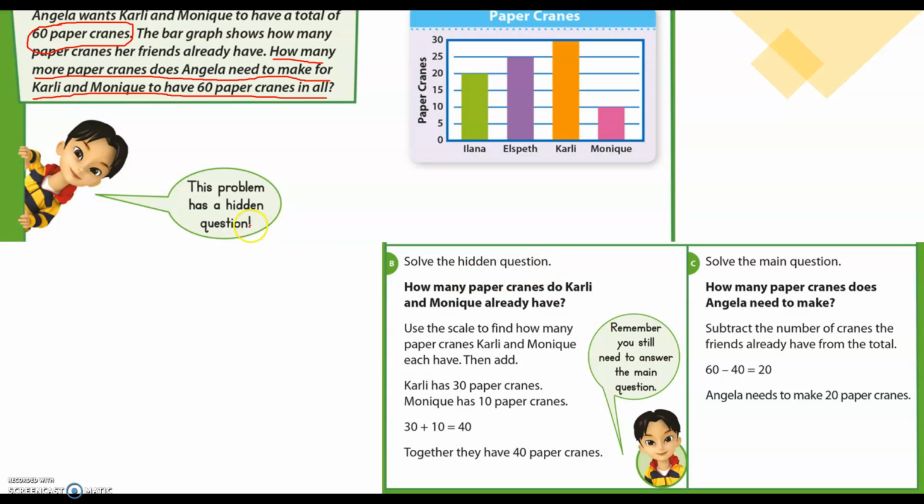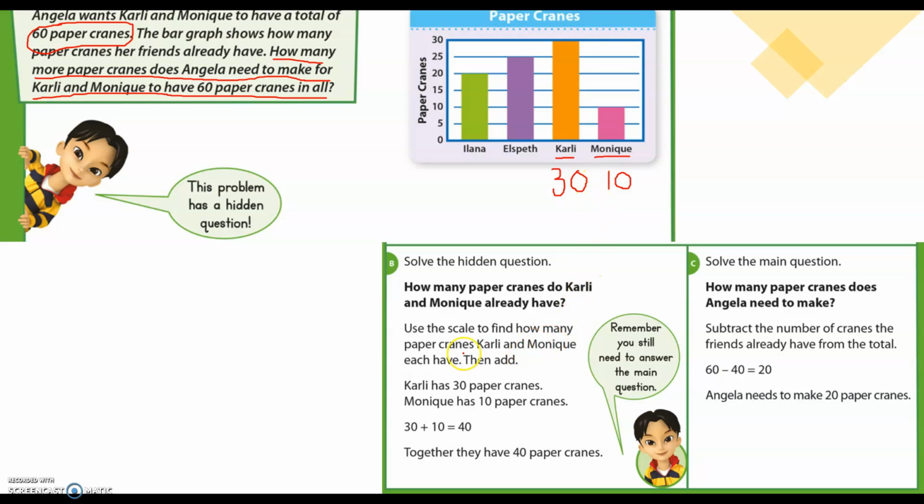So first, let's talk about the hidden question. How many paper cranes do Carly and Monique already have? So let's take a look at Carly and Monique, and again, the other two, we don't need to know how many they have. Taking a look, you said Carly has 30. And Monique has 10. We've got to add those together.